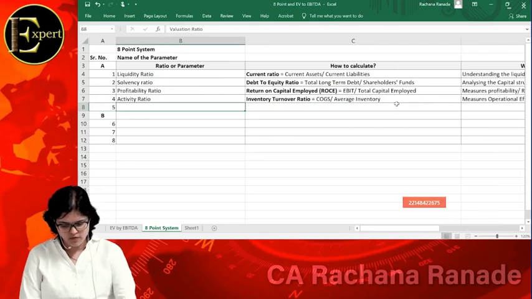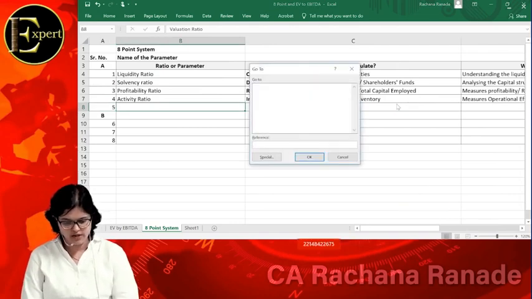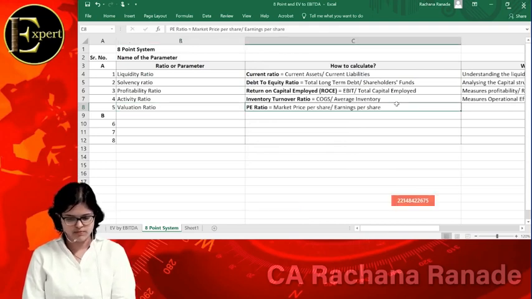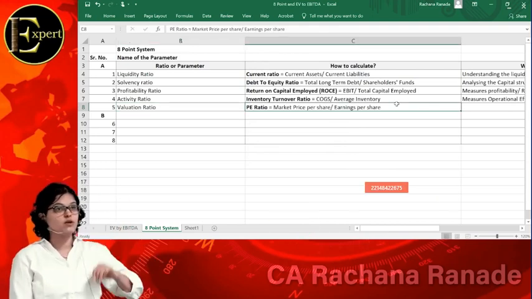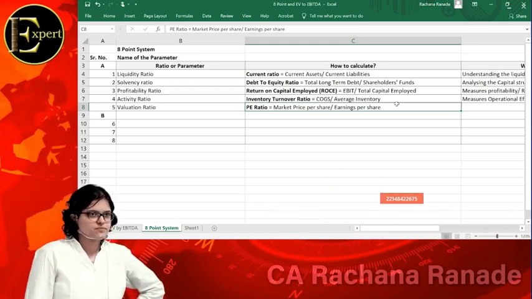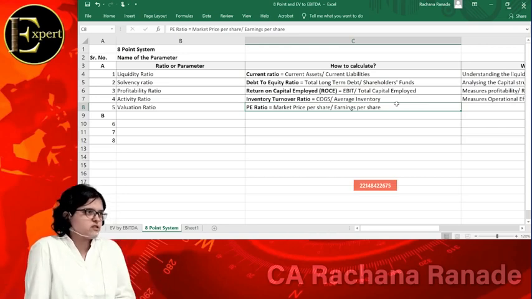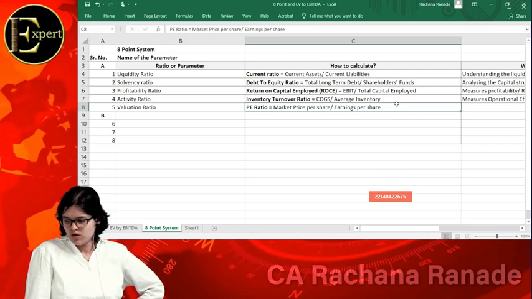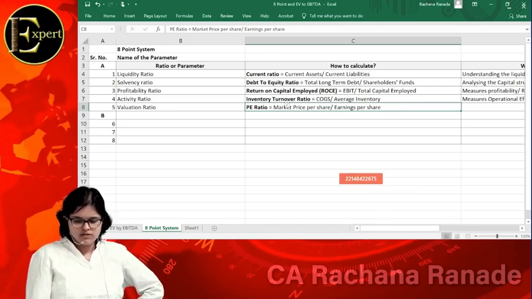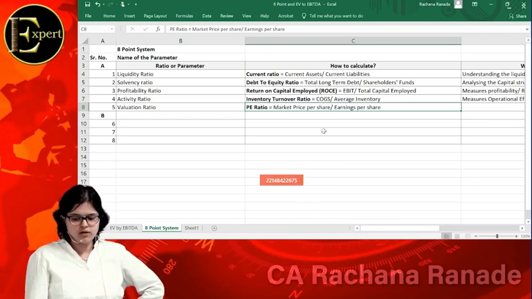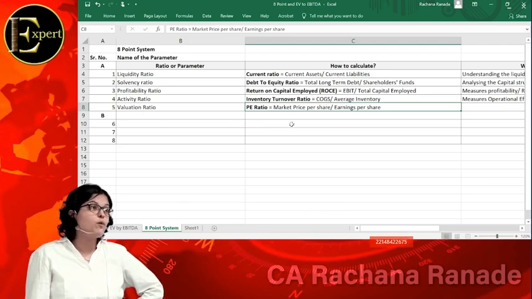Now the next, last ratio. If you remember, yesterday's very important ratio was the valuation ratio, which is our PE ratio. Today we talked about one more, P to BV. If you want to write it there, let us write P to E or P to BV, price earning or price to book value. The formula will be the same, right? Market price per share is going to be constant for both, divided by what?